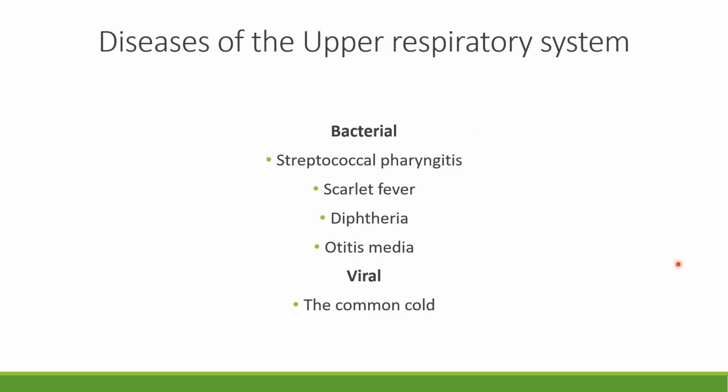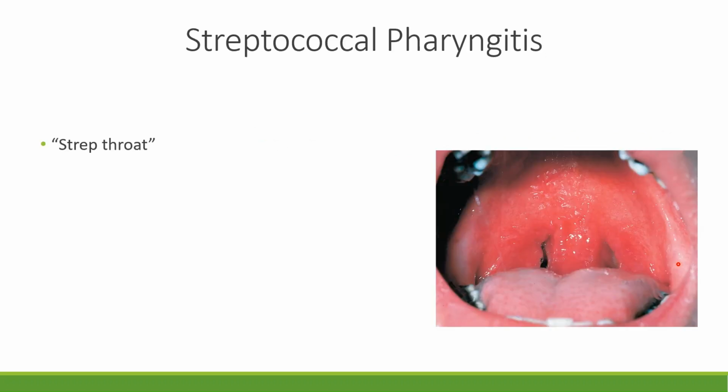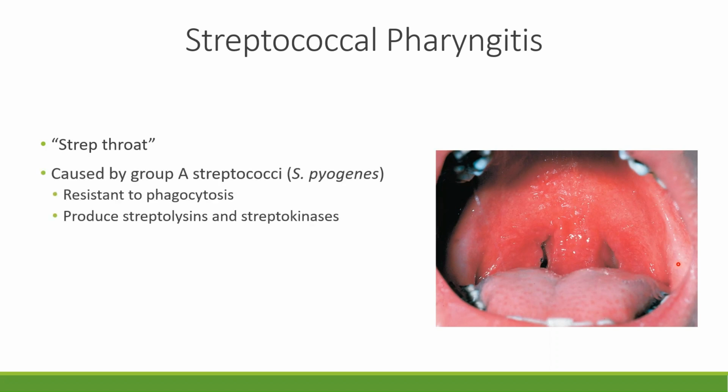So we're going to focus on just two broad categories here for the upper respiratory system. We have bacterial infections and viral infections. Let's start with bacterial infections with streptococcal pharyngitis. This is also known as strep throat in the business. It's caused by the group A streptococci, again, so Streptococcus pyogenes, that are often resistant to phagocytosis. And they can evade phagocytosis by producing these compounds that we've talked about before, streptolysins and streptokinases.